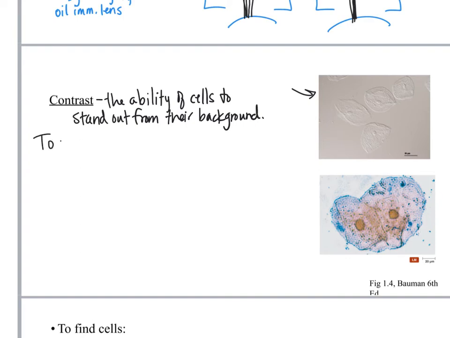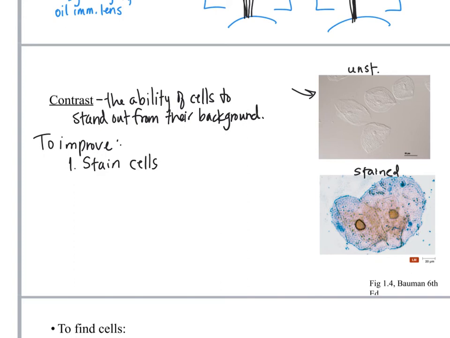To improve the contrast, it should be fairly obvious. One thing we can do is to stain the cells. So here, this is a picture from your textbook. Here's some cheek cells that are unstained. And then after they've been stained with maybe one or a couple of dyes. So you can see they're going to be much easier to find under the microscope.